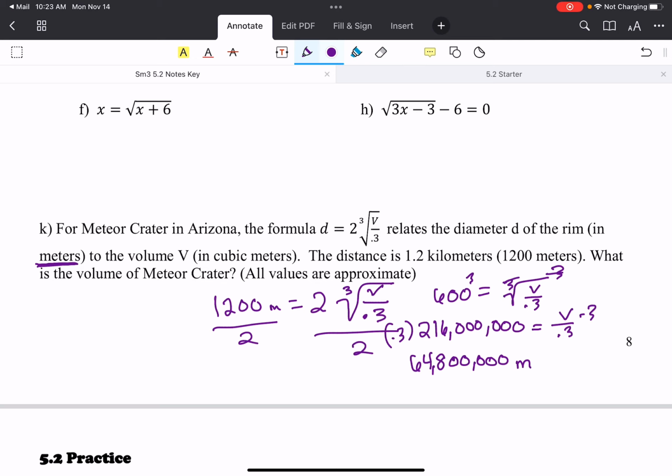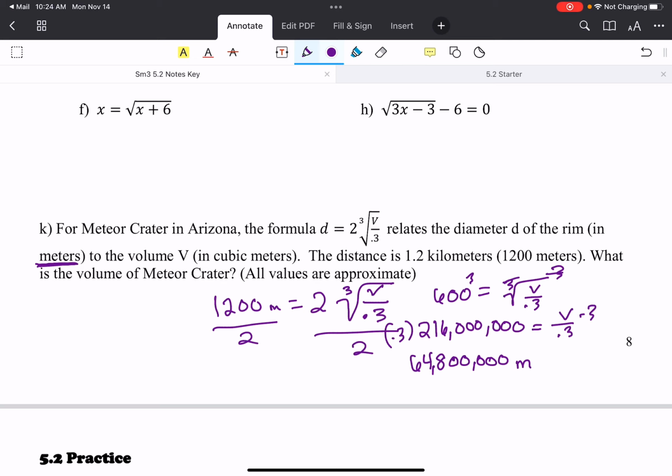I have a question. I'm wondering, I didn't catch this last class, if anyone catches this. Is a meteor crater a sphere? Well, it's half a sphere. So is this actually the volume of this crater? No, because you've got to do 4/3 times pi times radius cubed, and then divided by 2 for half.